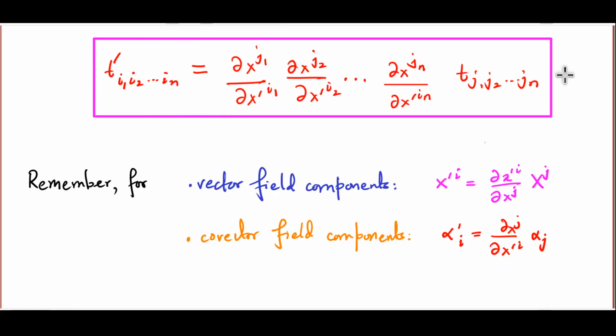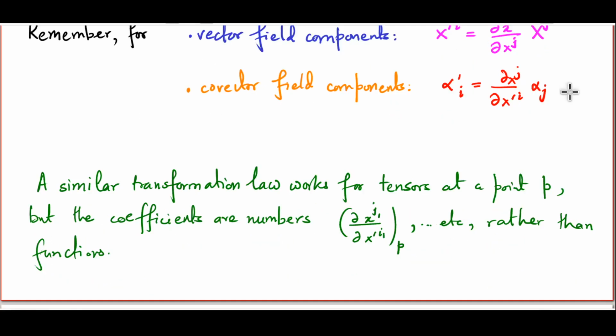Let me also remind you that a similar transformation law works for tensors at a point P, but the major difference there, and this is actually going to be quite an important difference, is that in the case of tensors, the combination coefficients involve products of numbers ∂x^j1/∂x'^i1 at P and so on, rather than functions. And this fact becomes very important when we talk about doing calculus with tensor fields, something we are going to talk about much later.